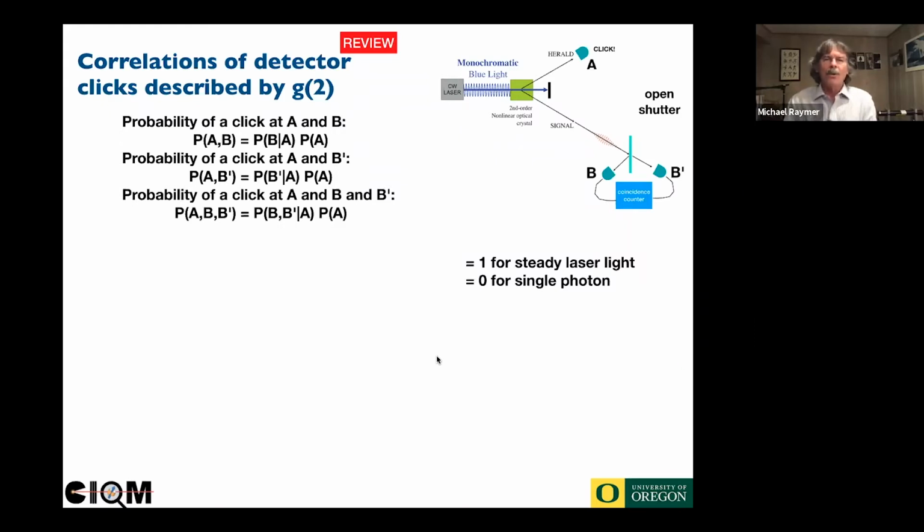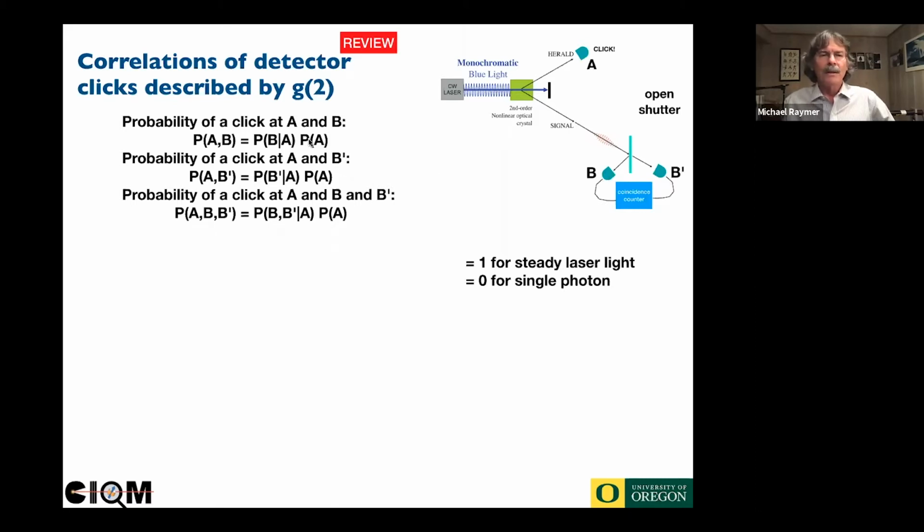We talked about correlations of detector clicks. So we had this device, which we call a nonlinear optical crystal. We sent very strong blue light into it. And rarely, but one time out of 10 to the 9 blue photons that go through, that blue photon is split into a pair of red photons. One hits the A detector, which is called the herald, and it clicks. The other one goes over here, and it could either hit a detector, or it can first hit a beam splitter and go to one of 2 detectors, B and B prime.